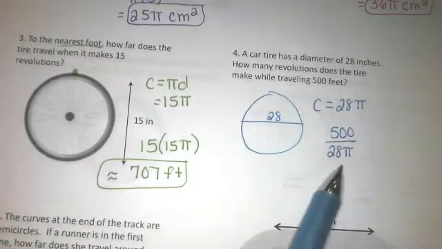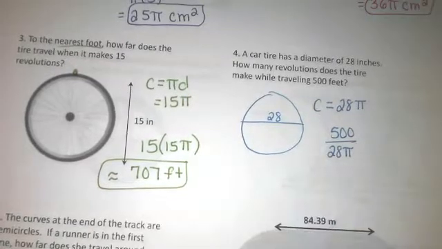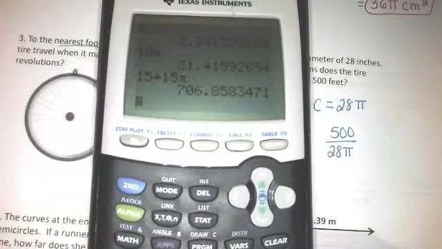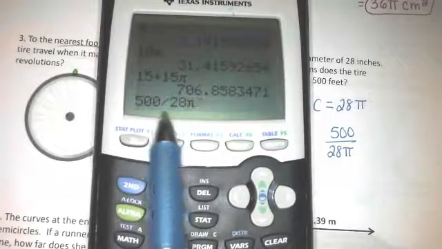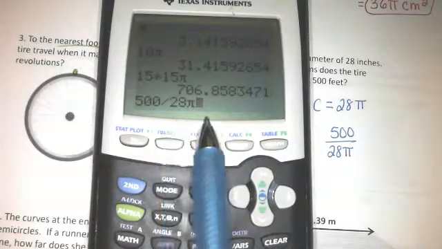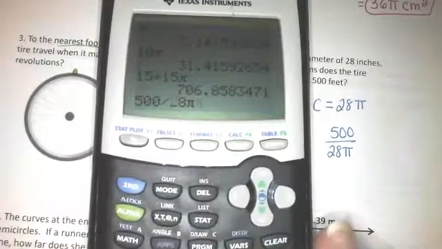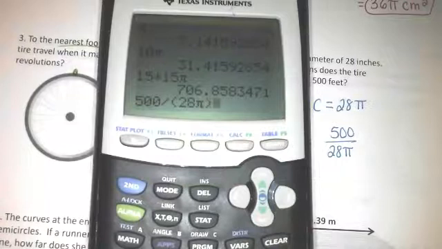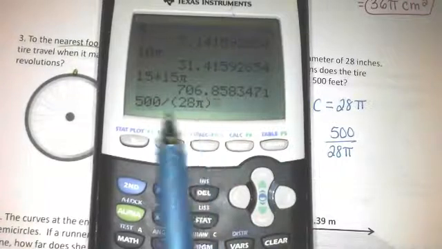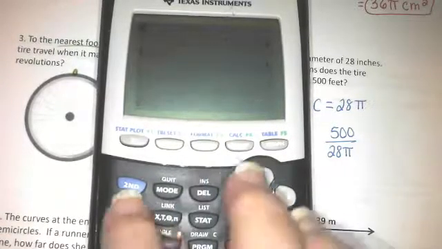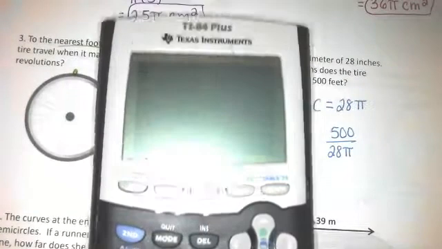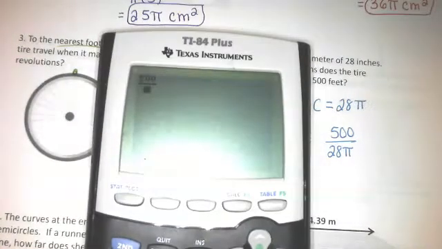Okay. Be careful putting this in your calculator because if you do it this way, 500 divided by 28 pi, your calculator is going to divide by 28 and then multiply by pi. That's not what we want. If you do it this way, you would have to put parentheses there. So the calculator would know multiply 28 times pi and then divide. Or if you prefer, alpha y equals gets you that beautiful fraction, and you can just type it in like this. So just be careful how the calculator does what you tell it.